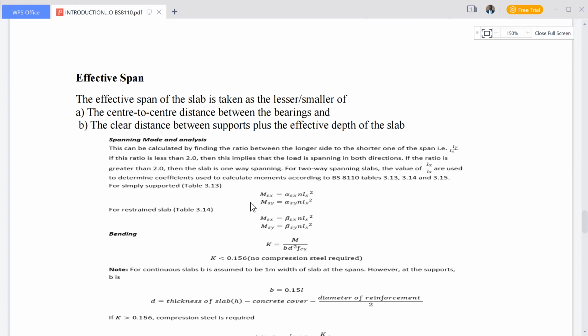Now, this table, I'll show you how to use it. If it is simply supported, we said a simply supported slab is a slab that can move or rotate about its support. But now we have what you call a restrained slab. Restrained is equivalent to a fixed support slab, which cannot rotate or move about its support.